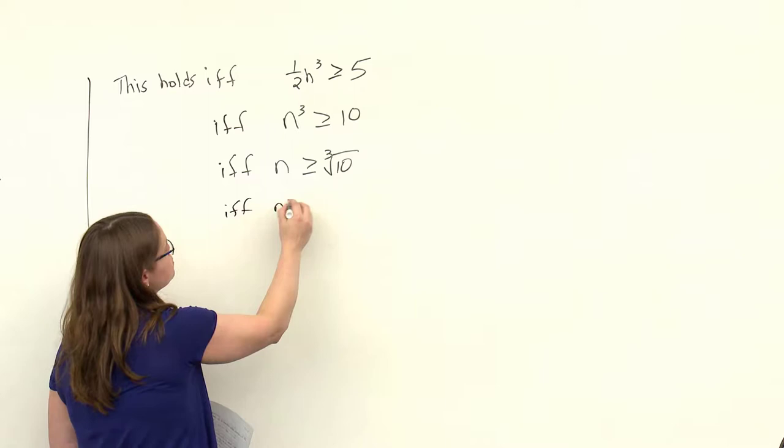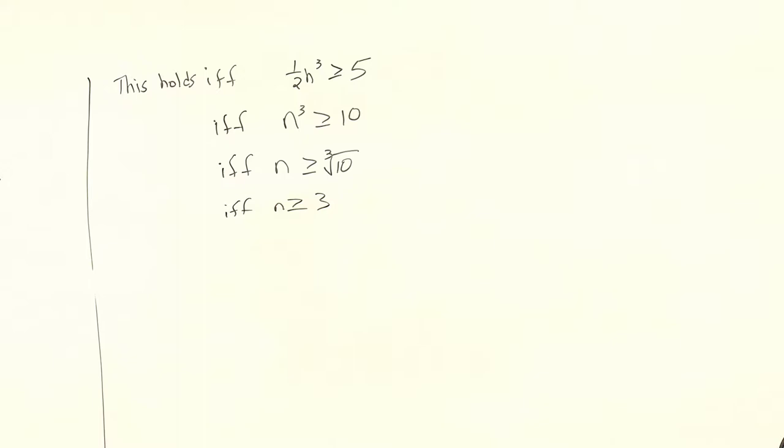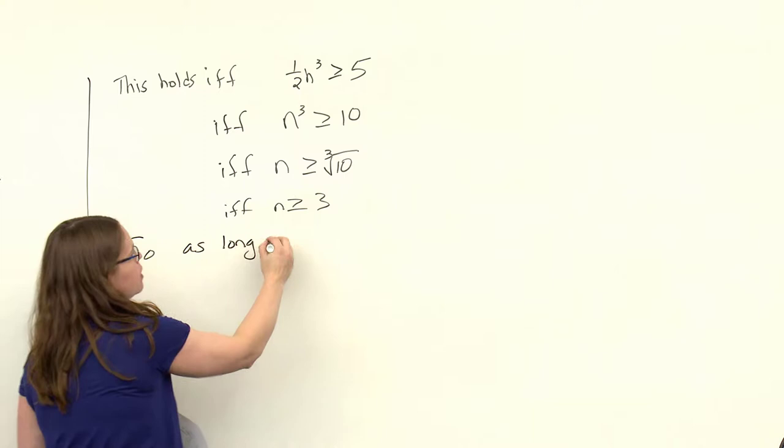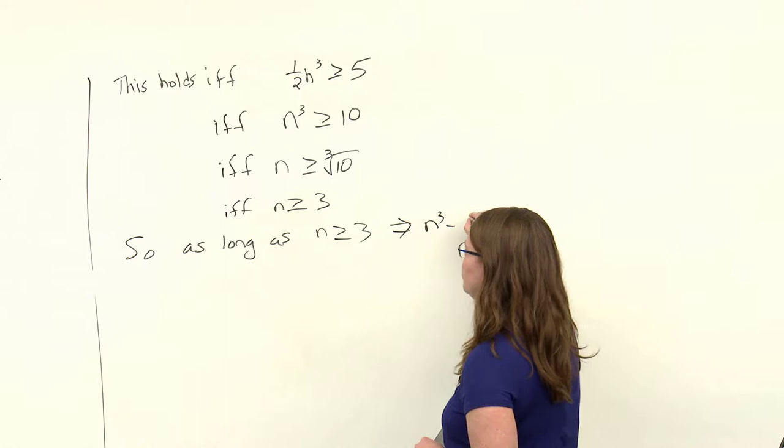Okay, so again, this isn't going to work for n equals 1. This isn't going to work for n equals 2, but we can say, as long as n is bigger than or equal to 3, we're going to have n cubed minus 5 bigger than or equal to 1 half n cubed.